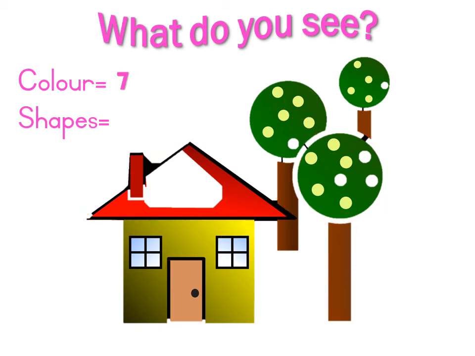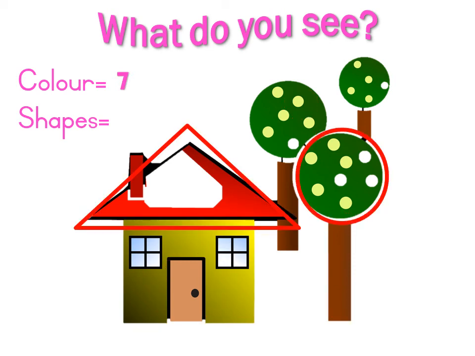Let's do shapes. We see a circle for the tree, a triangle roof, a rectangle door, a square window. Now, you're probably wondering why I'm not doing all the rectangles, all the squares, and all the circles. Because I asked, what shapes do we see? I didn't ask how many circles did we see or how many triangles did we see. So remember to always listen carefully to what your teacher is asking. Altogether, these shapes make 4 different shapes.